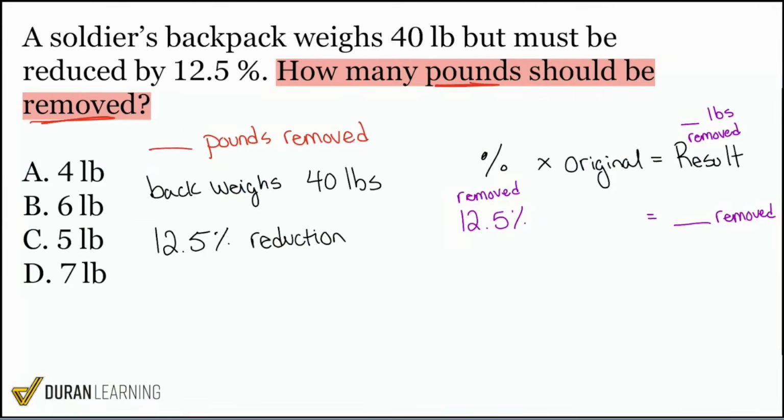So remember, the original amount represents what you have at the very beginning, before any alterations, before any changes. This is where that original amount comes into play, and that's right over here. That backpack, before anything was done, is at 40 pounds. So I'm going to write that 40 right over there.